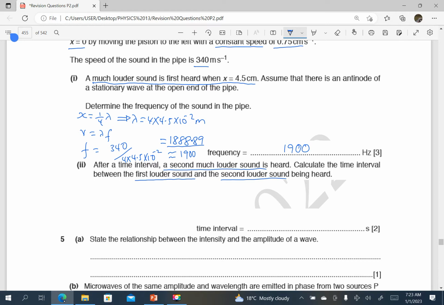Maybe just to remind you, I can remind you here by sketching. If this was our pipe, let's say the piston is somewhere there, the other end is closed. The second much louder sound is going to form such a wave. And you notice that this will be now our distance x. But you notice that this is a half a cycle plus a quarter of a cycle.